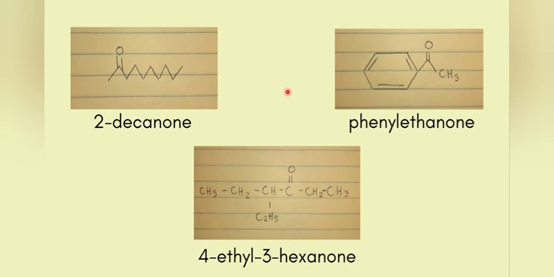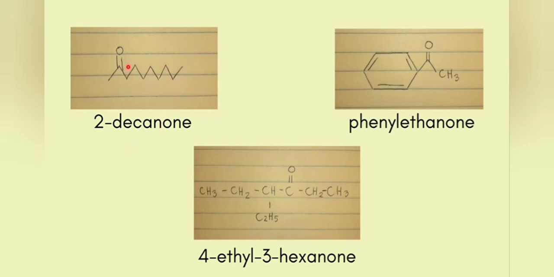So for more examples, 2-decanone. For this one, the ketone group is located on the second carbon. So count from this one here. 1, 2, 2-decanone. And deca was used here because there are 10 carbons present on the parent compound. So 1, 2, 3, 4, 5, 6, 7, 8, 9, 10.